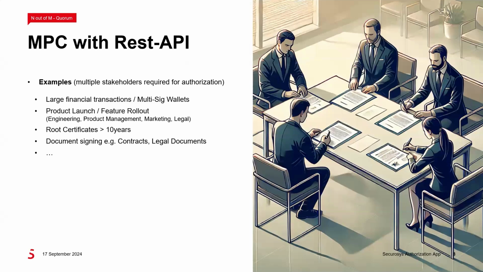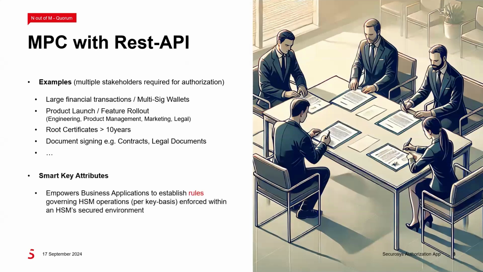Another example, and that's primarily the demonstration later on, is product launches and feature rollouts. In a product launch, we have multiple stakeholders: engineering, the manager, release managers, the marketing and the legal team. They have to come together and sign and approve the feature being released. Other examples are root certificates, which need enhanced security because they are very long-lived, and things like document signing of legal contracts.